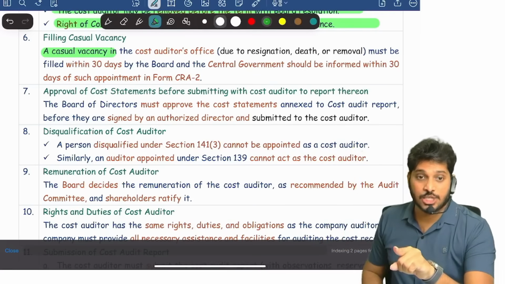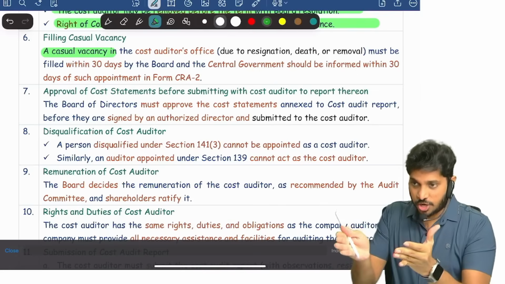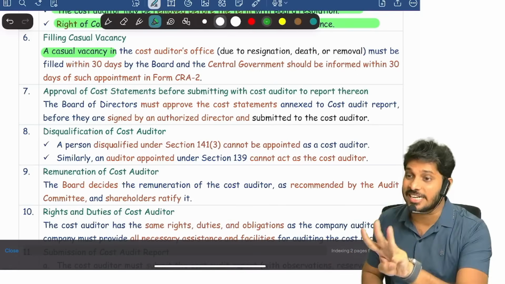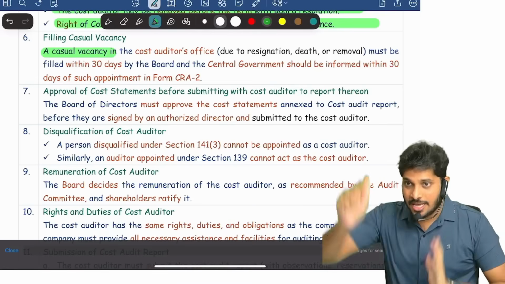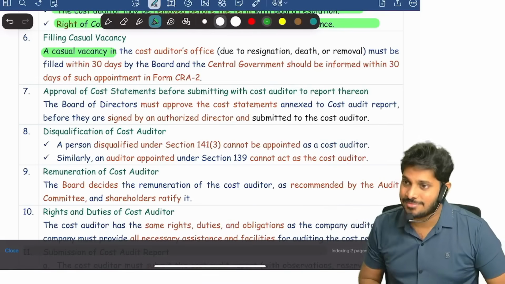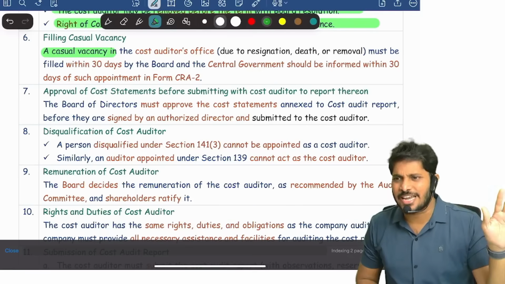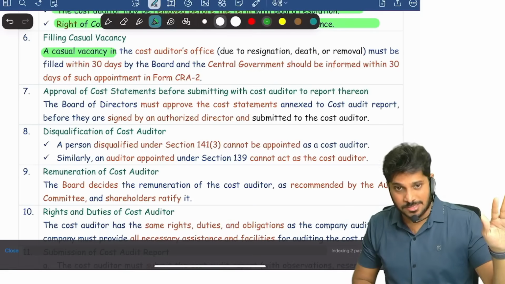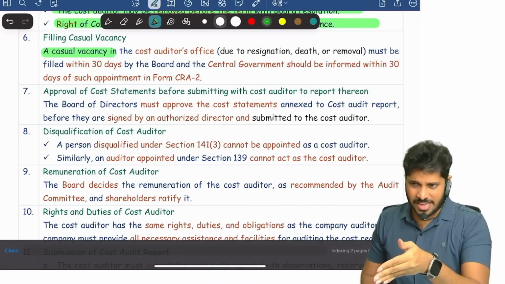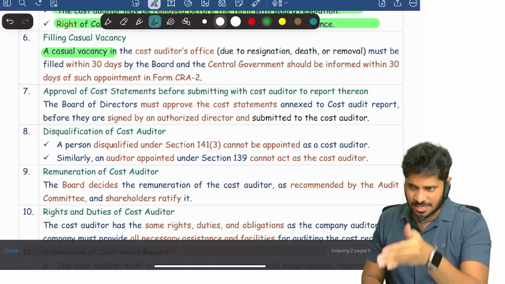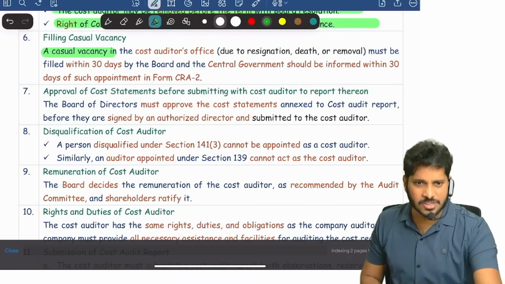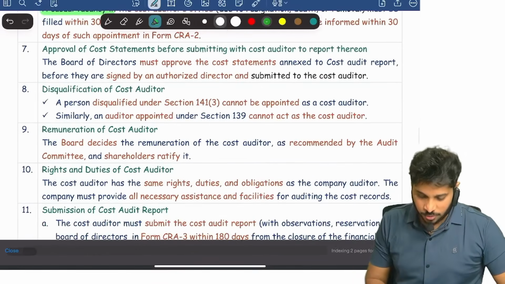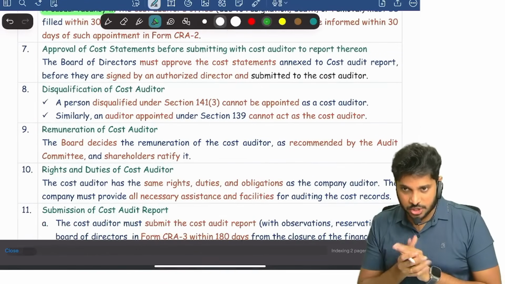Now, if a casual vacancy occurs in the cost auditor's office, what does the company have to do? Again, the board of directors, within 30 days, should fill it. Within 30 days, bring another cost auditor and appoint him. Again, file form CRA 2 within 30 days of the appointment, because once again you appointed. Are you clear? Whether the vacancy is caused due to resignation, removal or death doesn't matter. For any type of vacancy, only the directors will appoint the cost auditor. Correct?